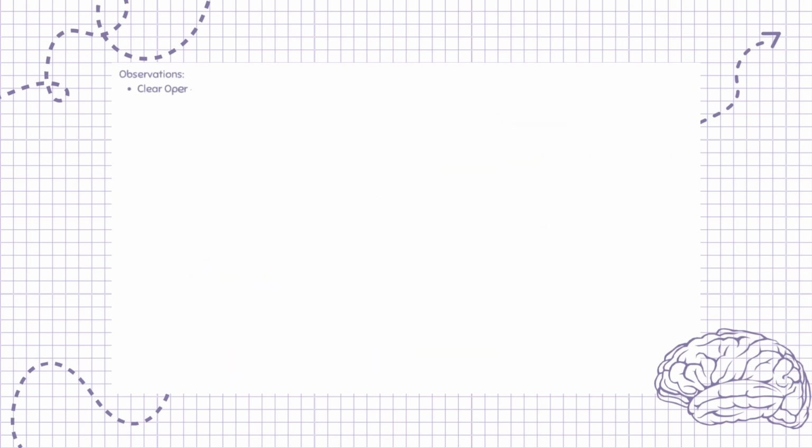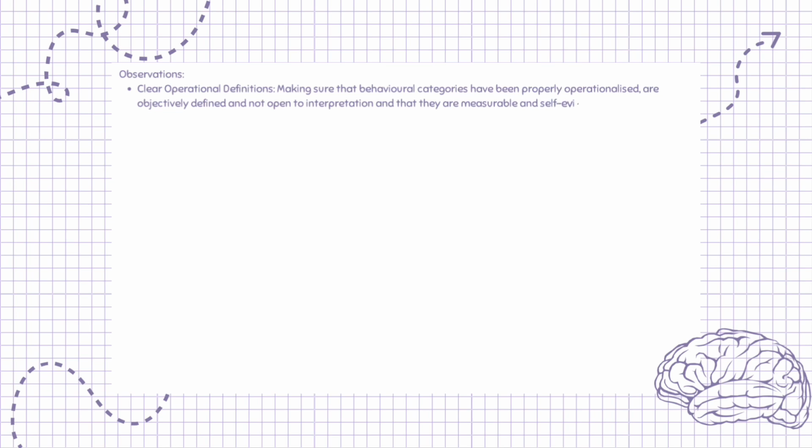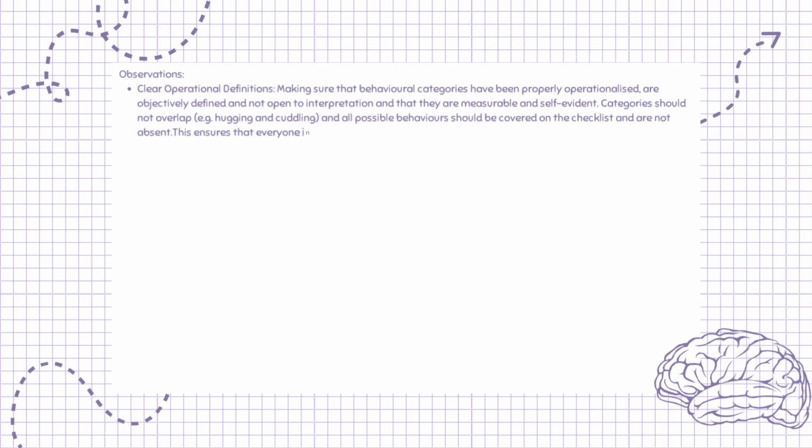Clear operational definitions. Making sure that behavioral categories have been properly operationalized, are objectively defined and not open to interpretation, and that they are measurable and self-evident. Categories should not overlap, e.g. hugging and cuddling, and all possible behaviors should be covered on the checklist and are not absent. This ensures that everyone involved in the observation understands exactly what to look for.